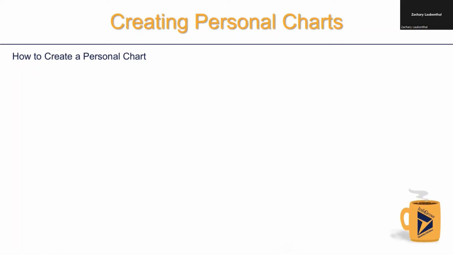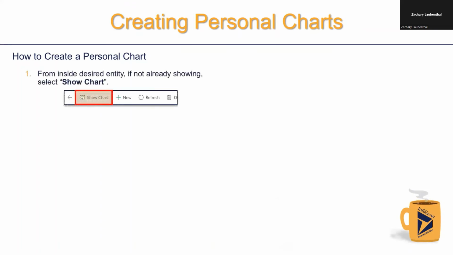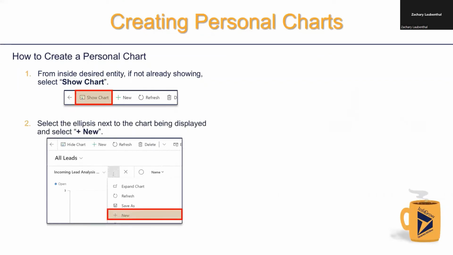Well, just like in the view example, there might be a chart that is specific to your job role and is not available in the system charts provided. Let's say, for example, you want to create a chart that represents leads by industry type, similar to the chart on the last slide, but this time we want it as a bar chart. First, from inside your desired entity that the chart will be representing, if the chart isn't already showing, from the ribbon bar, select the Show Chart button. Then, select the ellipsis next to the chart name being displayed and select New.